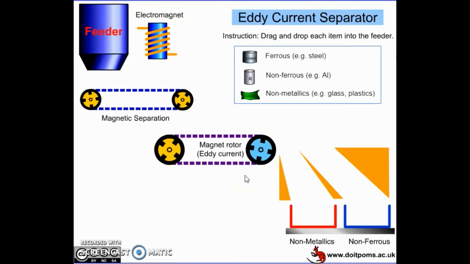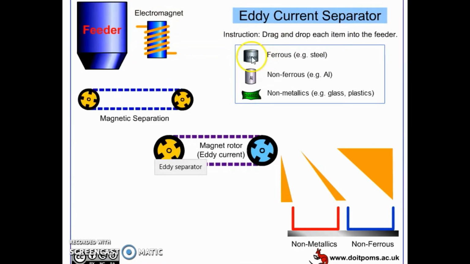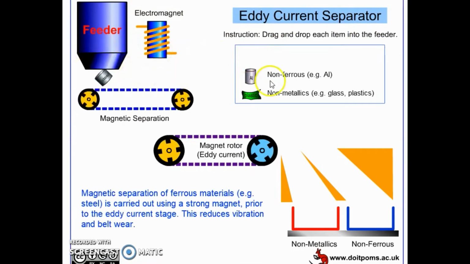Now I will give you a quick rundown on the simulation and I'll explain as I go. As you can see, I put the ferrous metal inside the feeder. Oh wow, it attracts to the electromagnet.